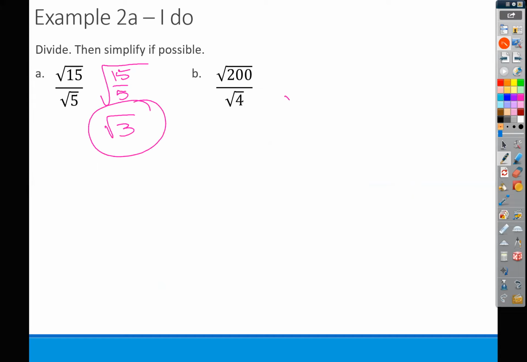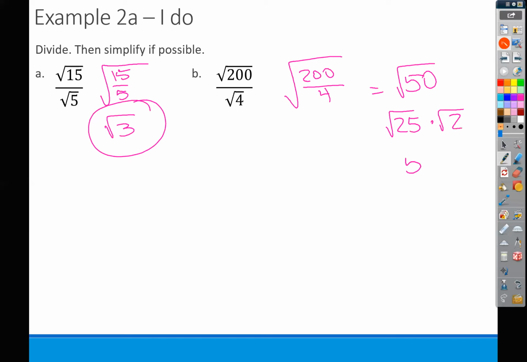With this, 200 divided by 4 can be written all under a radical, and you would get the square root of 50, which can be simplified into the square root of 25 times the square root of 2, so you get 5 square root of 2.